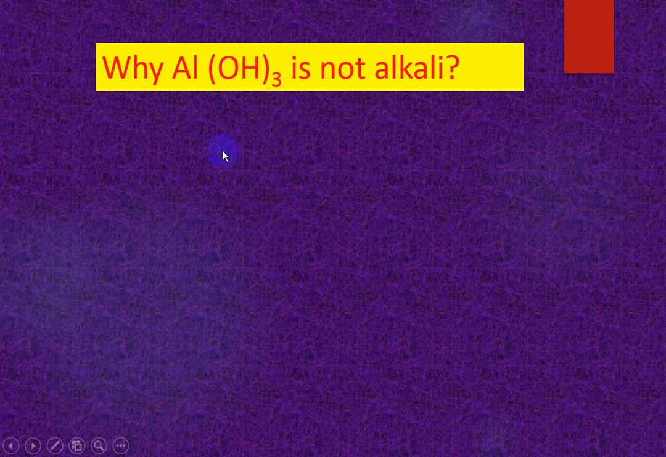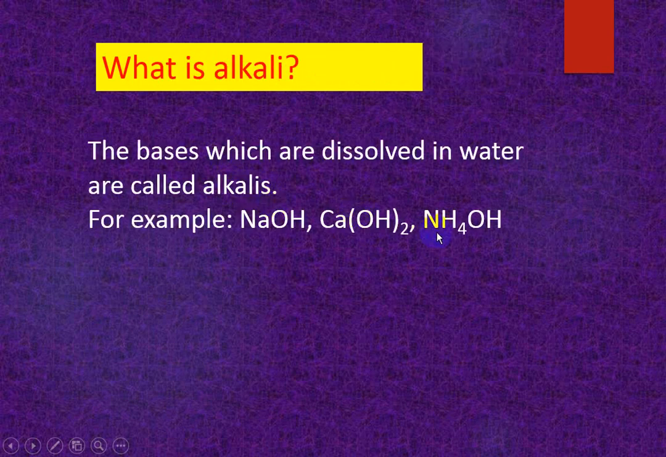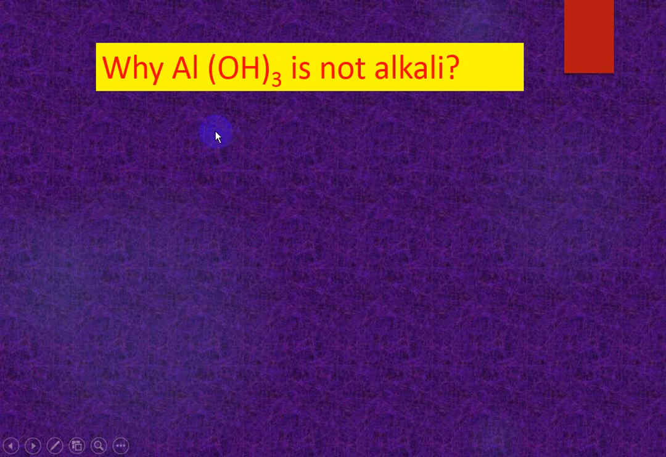But ammonium hydroxide is an alkali. But aluminium hydroxide is not an alkali. Aluminium hydroxide is not an alkali. Why? Give the answer to the question. Why is aluminium hydroxide not an alkali?